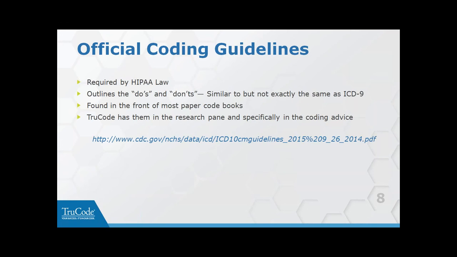So if you're using a paper code book, those are typically found at the very front of the book. And also TrueCode has them in the research pane, and more specifically in the coding advice. And so that makes it a real easy way for you to find that using TrueCode as your coding tool. I also put in the link here if you want to go out to the CDC or the National Center for Health Statistics website. You can get to that exactly from this link.